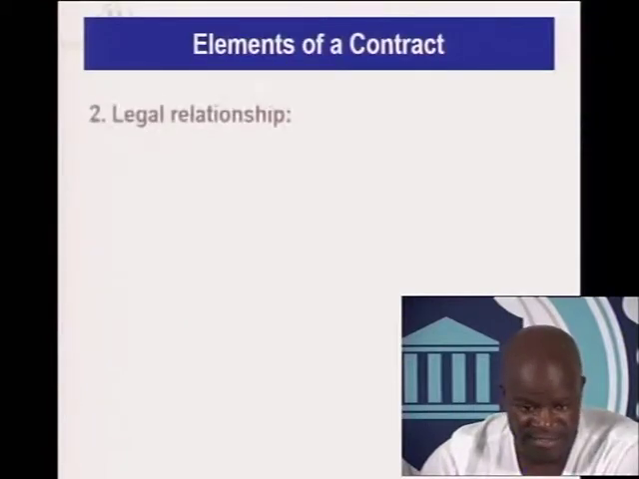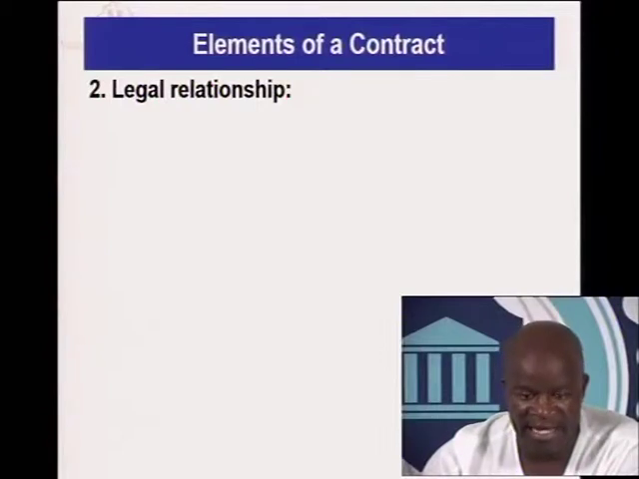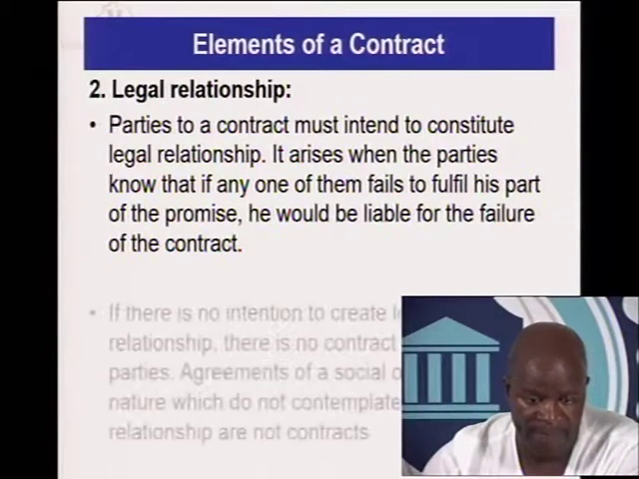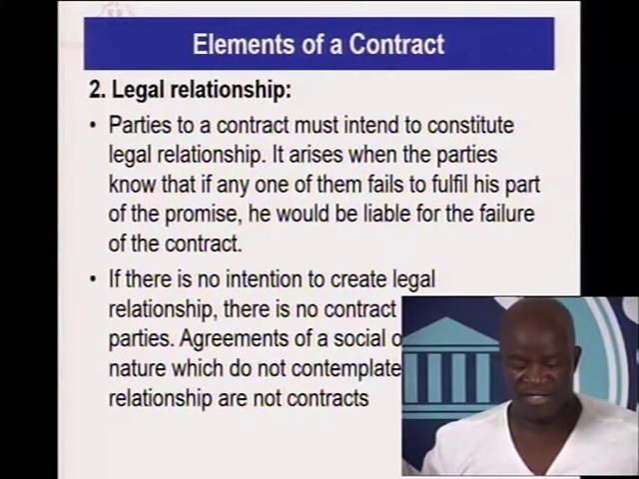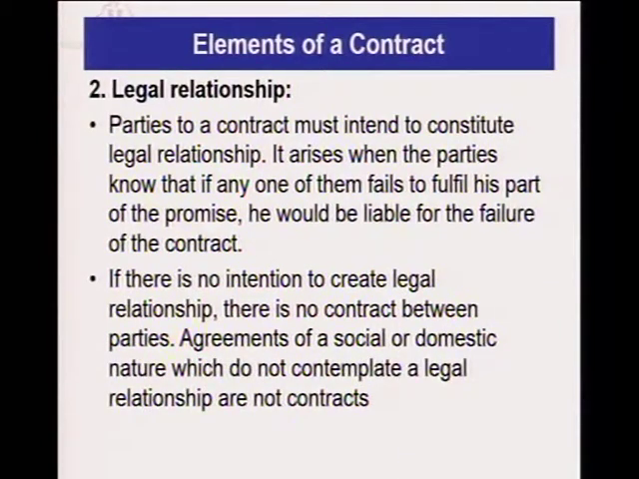Let's look at the second element, legal relationship. When people get into an agreement, there must be the intention by both parties to be legally bound. I'll give you an example. A husband, or let's say a wife, promises her husband that every month she'll be giving the husband $5,000 for self-keep. Okay, this is an agreement.